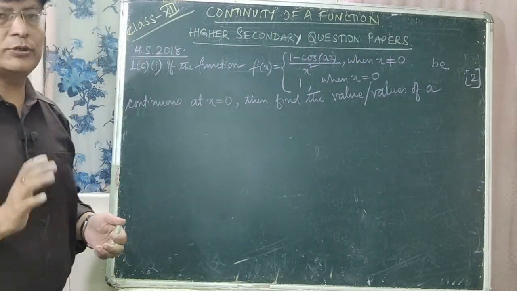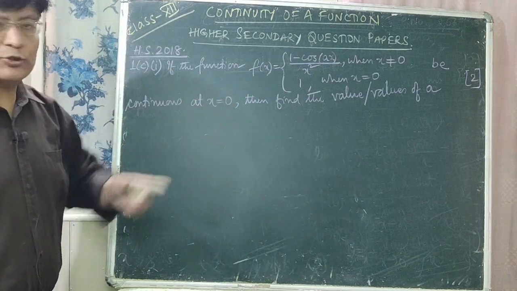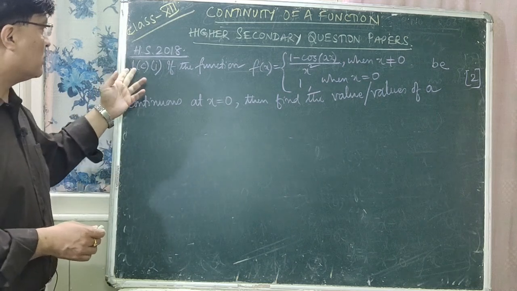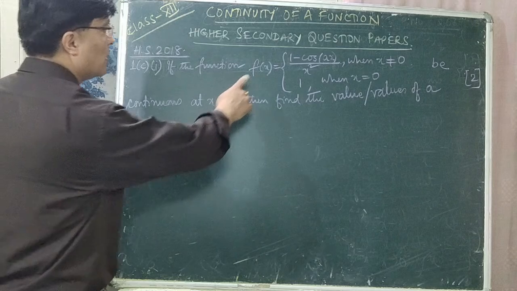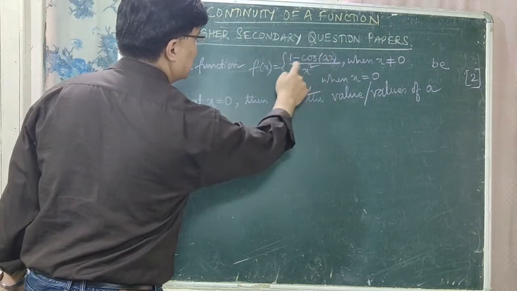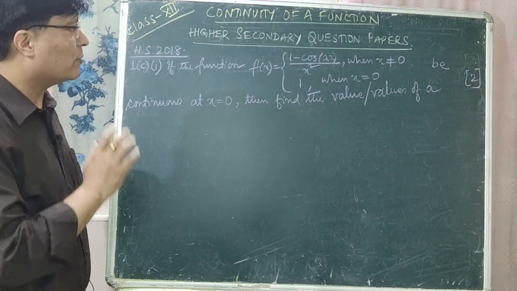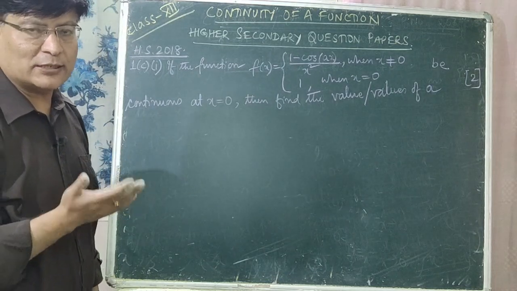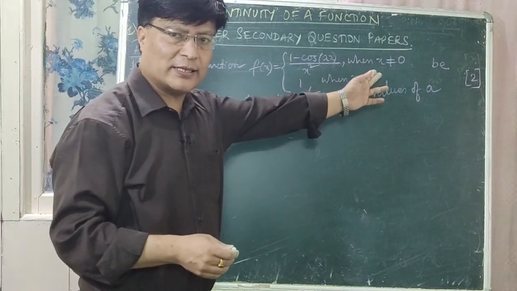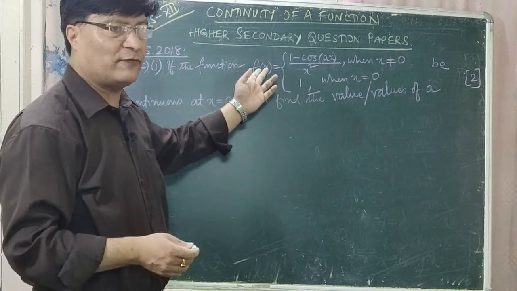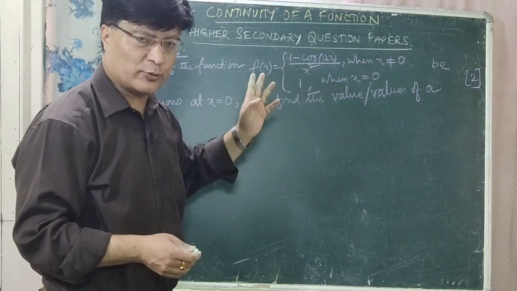Now let's do the question from HS 2018. This question also carries 2 marks. The question number 1C number 1 is, if the function f of x is equal to 1 minus cos ax divided by x square when x is not equal to 0. So what is the meaning of this function? When x is not equal to 0, that means either x is greater than 0 or x is less than 0. For both x greater than 0 and x less than 0, we are using the same function of x, that is 1 minus cos ax divided by x square.